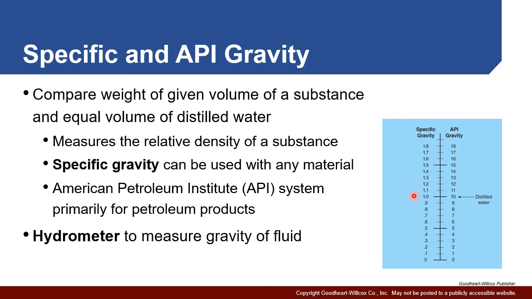Now, the American Petroleum Institute, which is used with a variety of different petroleum products, has actually modified this somewhat, mostly for the fact that they prefer not to use decimals if it's avoidable. So the API gravity is just specific gravity times 10. So the API gravity for water, for example, is 10. This will give us a good indication of its relative density.